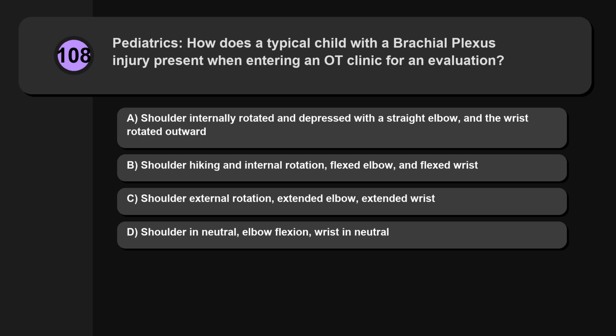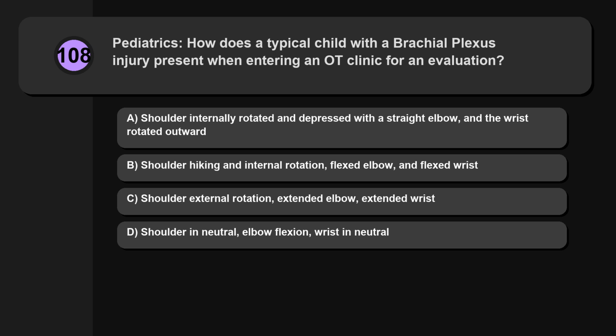Question 108. Pediatrics. How does a typical child with a brachial plexus injury present when entering an OT clinic for an evaluation? Option A, shoulder internally rotated and depressed with a straight elbow, and the wrist rotated outward. Option B, shoulder hiking and internal rotation, flexed elbow, and flexed wrist. Option C, shoulder external rotation, extended elbow, extended wrist. Option D, shoulder in neutral, elbow flexion, wrist in neutral.